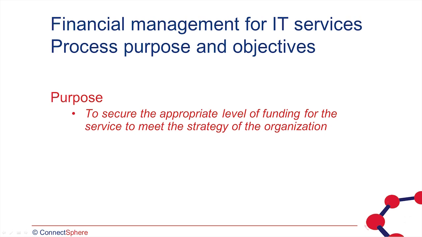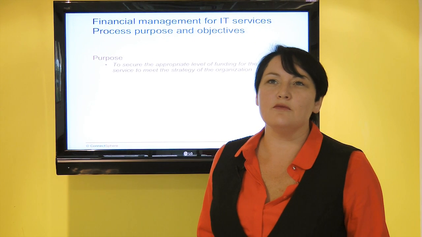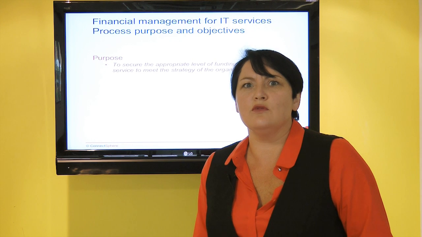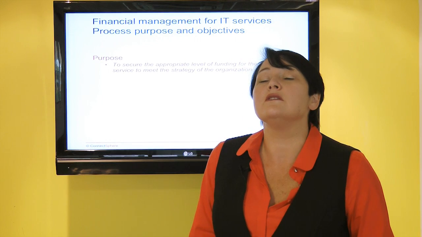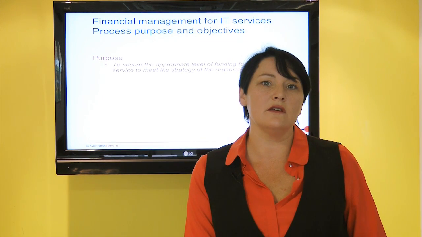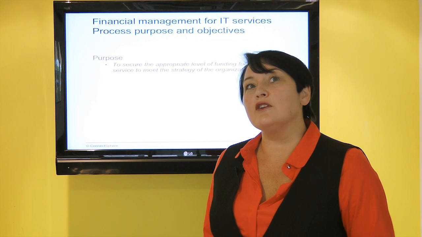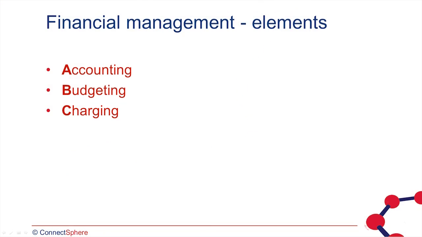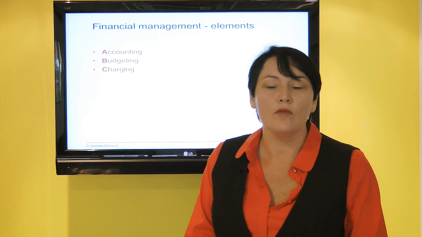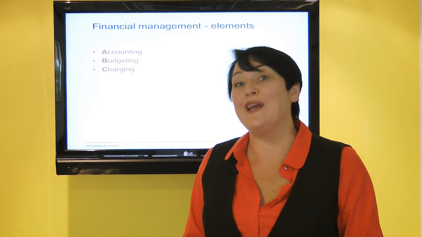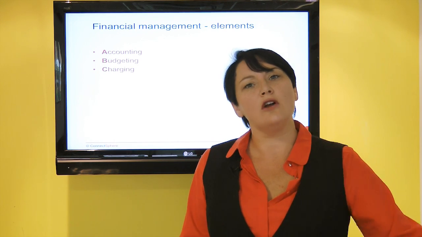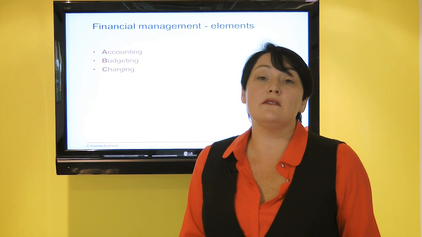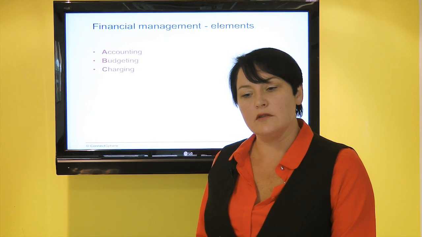Tied in with service strategy is financial management. Now, financial management is about the effective stewardship of our money. Financial management needs to ensure that we have the right funding available to be able to deliver those services. And we split financial management into 3 sections: accounting, budgeting and charging. Accounting is accounting for how much money we've already spent. Budgeting is looking at how much money we have to spend and apportioning that out. And charging is optional. Do we cross-charge our business or not? Do we cross-charge our business for certain elements and not for others?